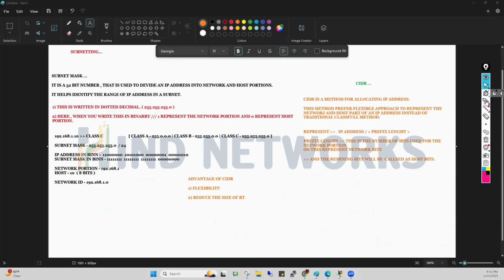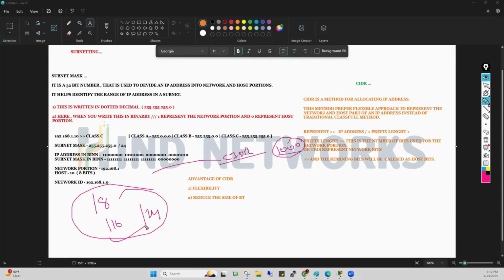But if we have the concept of CIDR, for example, your requirement is around 1000. What can we do? Previously, before CIDR, we were providing either /8, /16, or /24. There was a restriction, that is called classful. But CIDR tells us you can use classless. And in classless, what can you do?